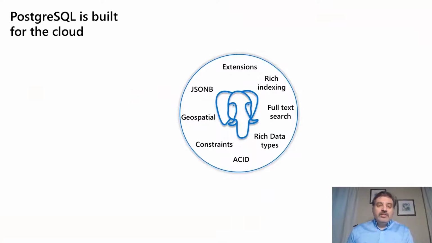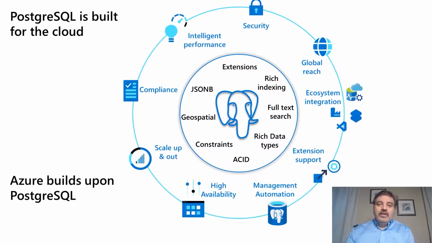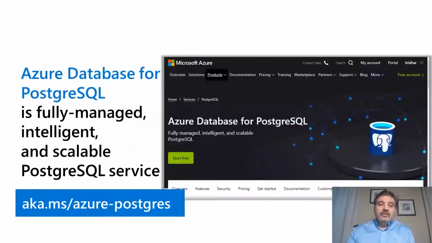So with all those rich sets of features and capabilities, Postgres is really built for the cloud. And Azure builds on Postgres and makes it easy to deploy and run your Postgres database by adding capabilities such as security, ecosystem integration, scaling operations, high availability, automatic backups, and so on and so forth. So essentially, Azure Database for Postgres is a fully managed, intelligent, and scalable Postgres service. I show this short URL here, so if you want to know more details, please use that URL.